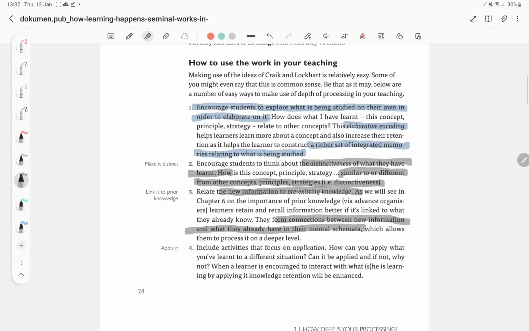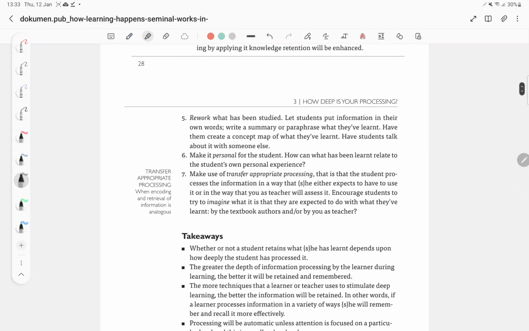You also want to work on application. How do you apply it to other situations, in a different situation? So they don't only make sense of it in terms of elaborating on it. They don't only make sense of it in terms of what's distinct. They don't only relate it to their previous knowledge. What they also do is they start to apply it in different situations and in different contexts.